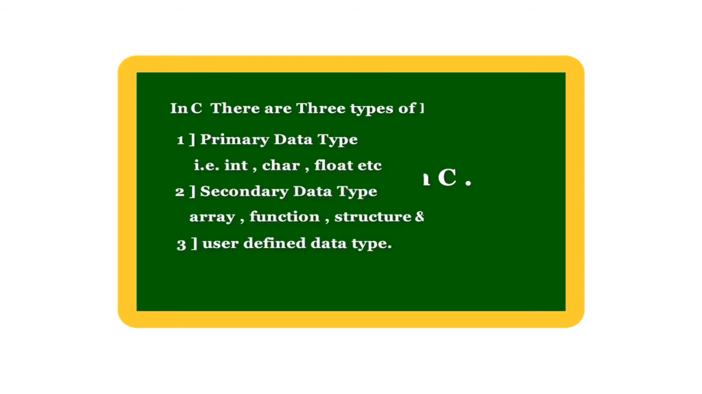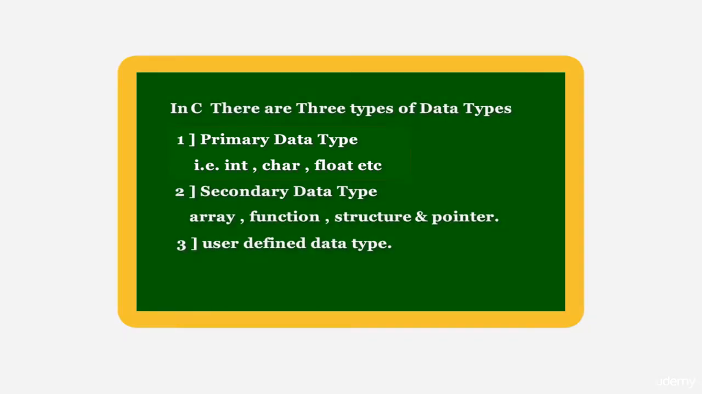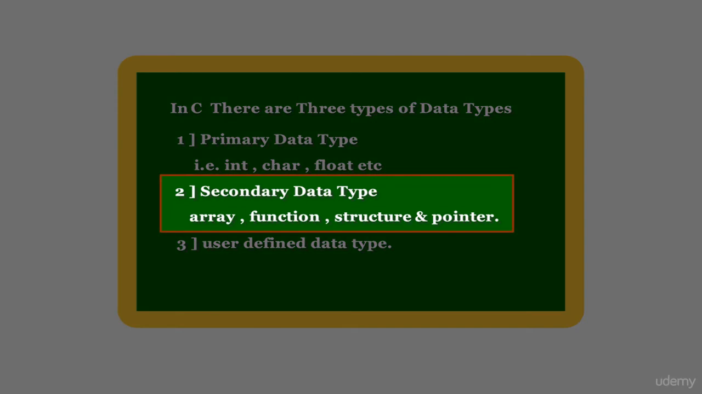In C, there are mainly three types of data types available. The first is the primary data type, which includes int, char and float. These are used to store a particular kind of data: int is used to store integer values, char is used to store a character value, and float is used to store a floating point value or floating point number. And the next type is the secondary data type.